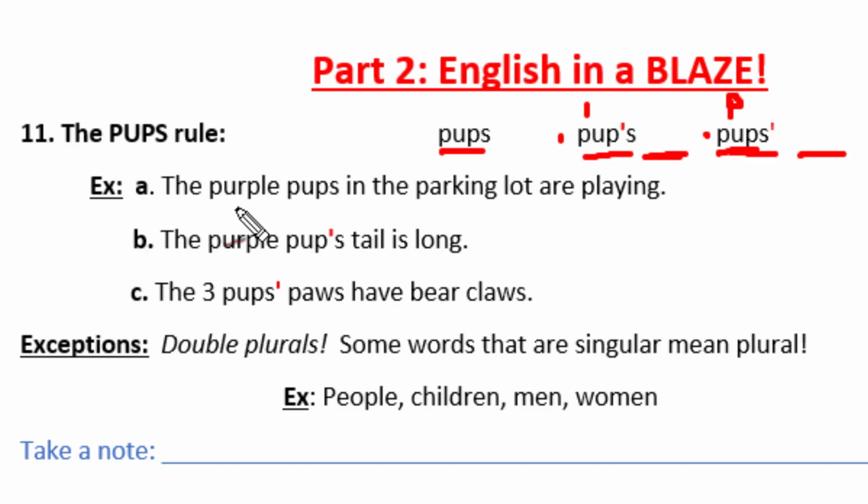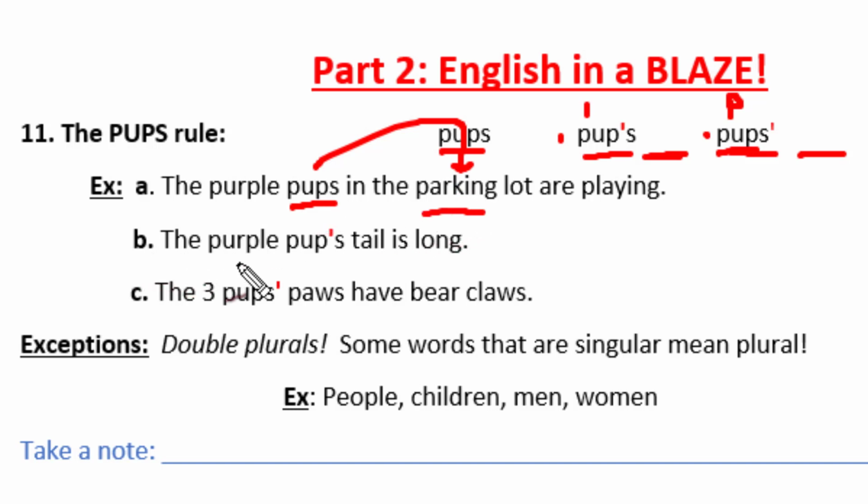A, the purple pups in the parking lot are playing. Here you see that there's no mini name tag, so that means there's no possession. Do pups own the parking lot? Nope. See why? No apostrophe, no mini name tag, no possession.